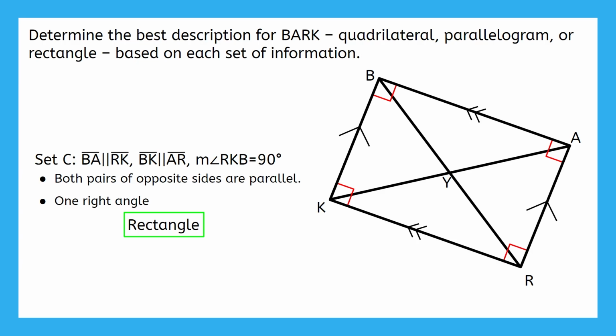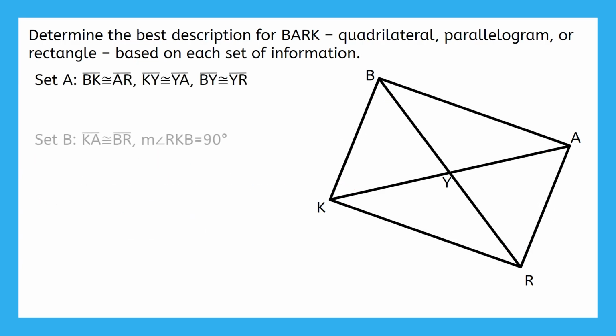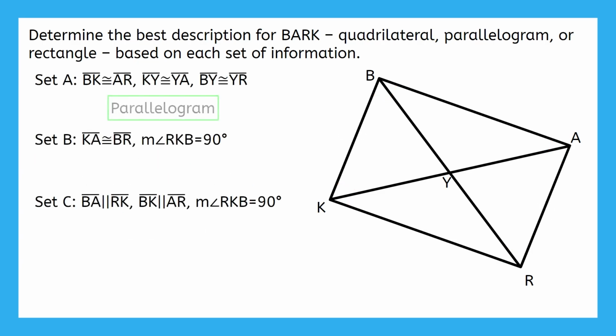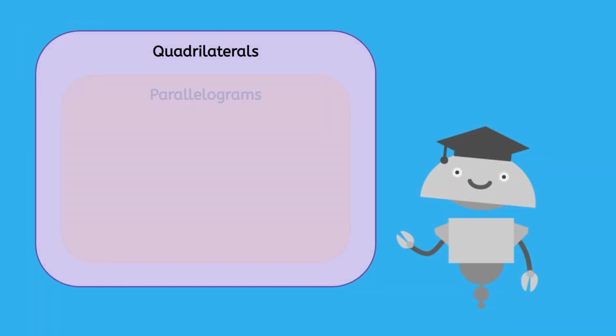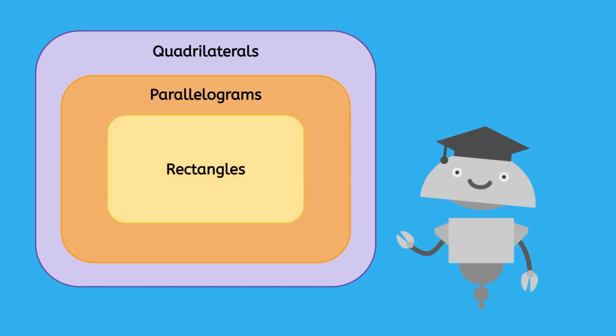So, to recap, set A gave us a parallelogram. Set B gave us a quadrilateral because we couldn't prove that it was anything more specific than that. And finally, set C gave us a rectangle. Now you can use properties to classify four-sided polygons as quadrilaterals, parallelograms, and rectangles.